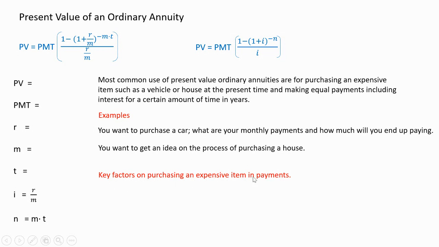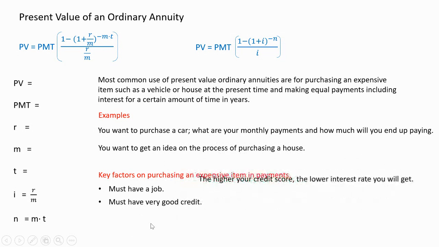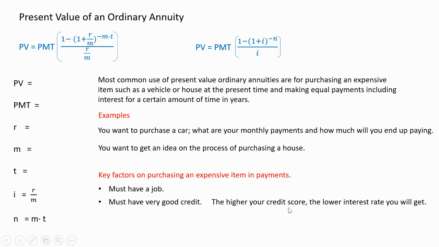Key factors of purchasing an expensive item and payments. Must have a job. No job, the bank is not going to lend you a penny. So you must have a job. Also must have very good credit. There's ways to actually improve your credit. Okay, but you must have very good credit. The higher your credit score, the lower the interest rate you will get. But if you have real bad credit, more likely your interest rate is going to be higher. It's real hard to purchase a house if you have bad credit. Okay, they want you to fix your credit first.